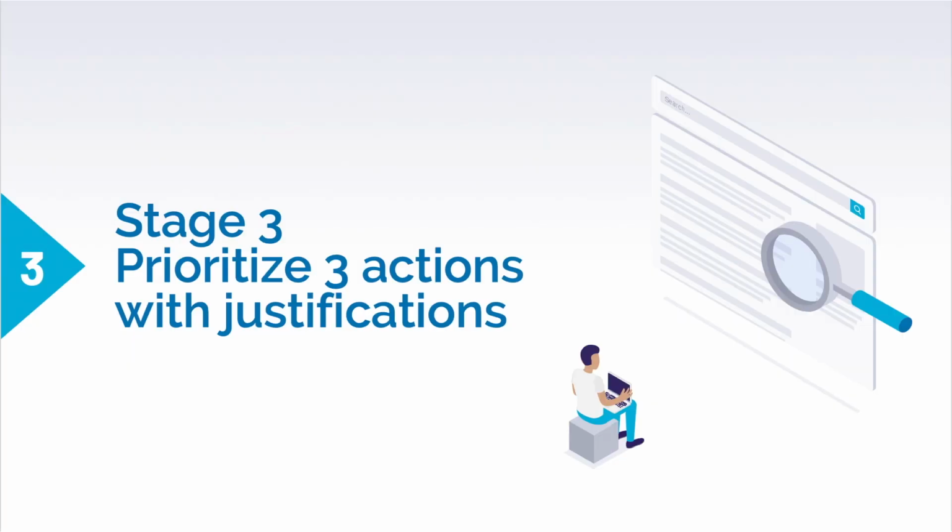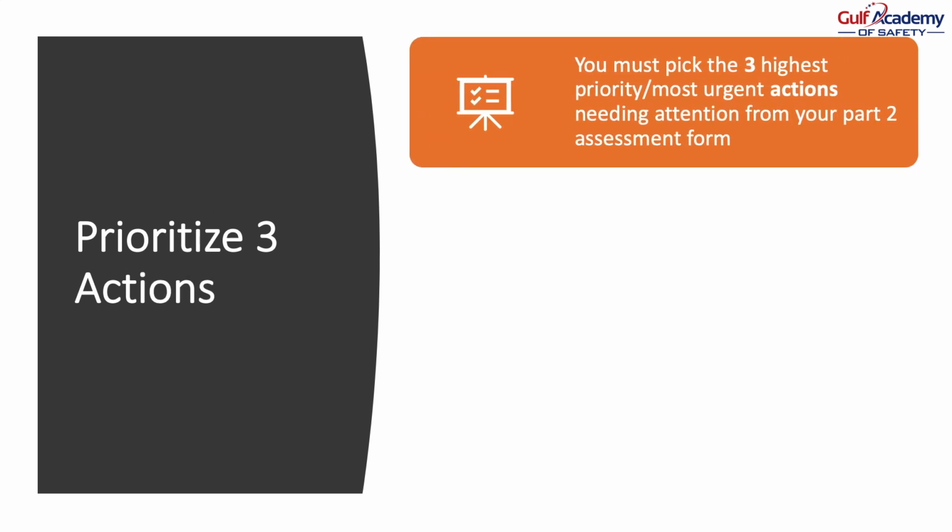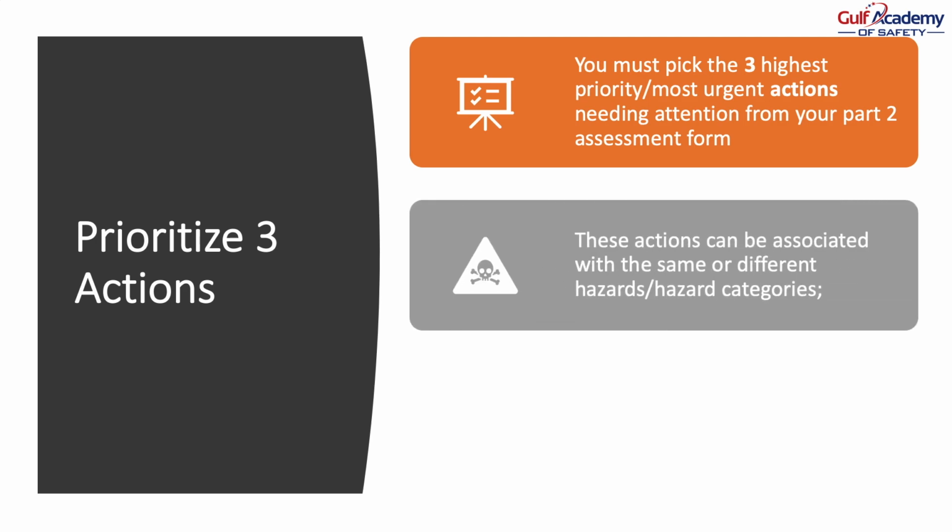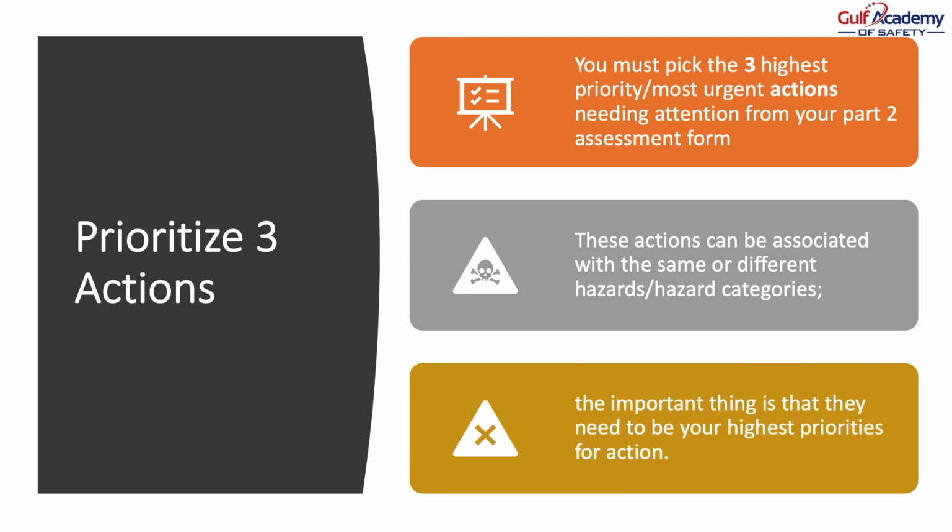Stage 3. Prioritize 3 actions with justification. Now let's prioritize 3 actions. You must pick the 3 highest priority, most urgent actions needing attention from your Part 2 assessment form. These actions can be associated with the same or different hazards or hazard categories. The important thing is that they need to be your highest priorities for action.